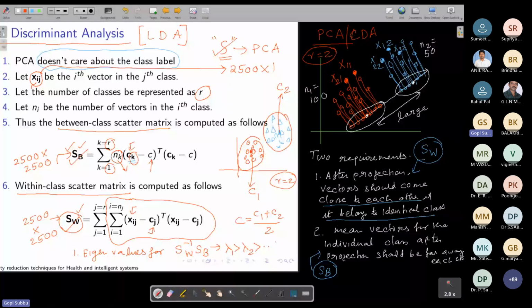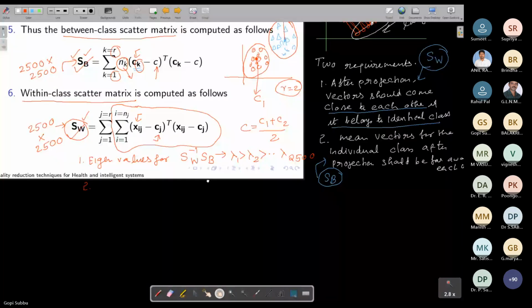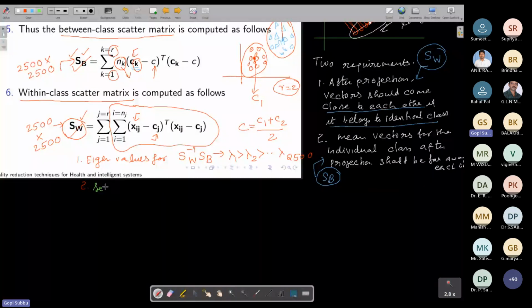And then you need to select the significant eigenvalues, right? So let us say that you have selected something like 13: lambda 1, lambda 2, and so on up to lambda 13. This is the selected one. And then you need to find out the eigenvectors here, right?